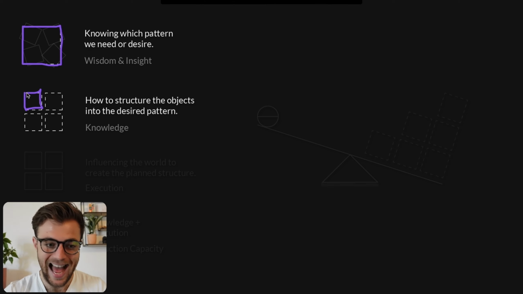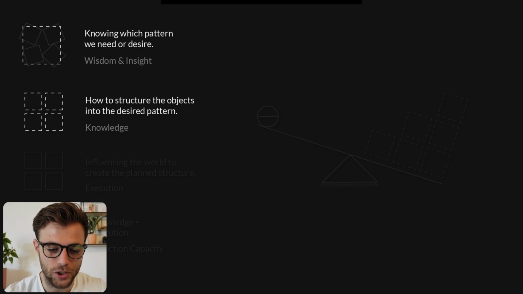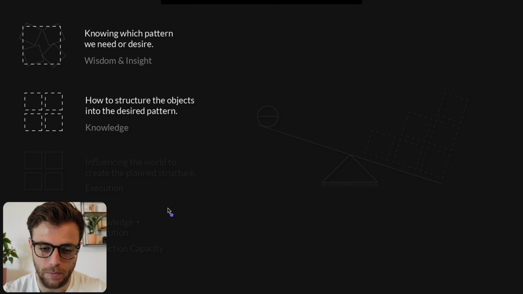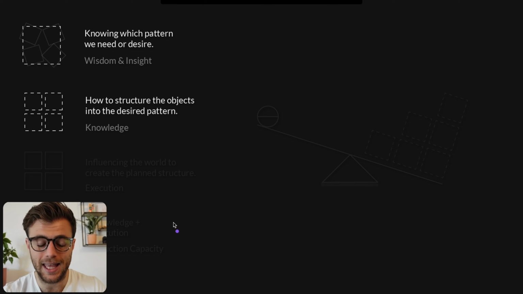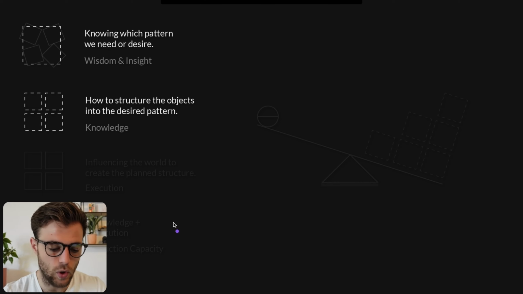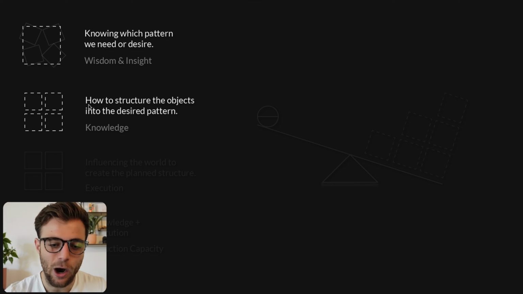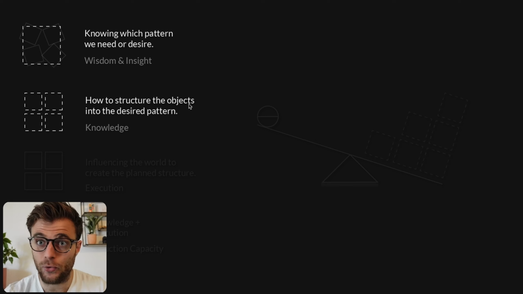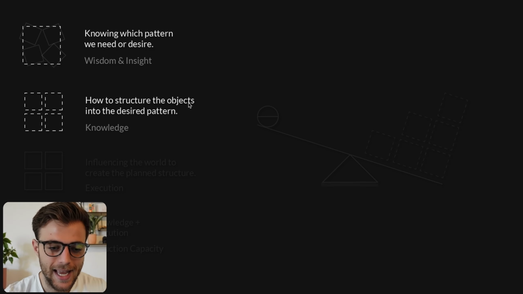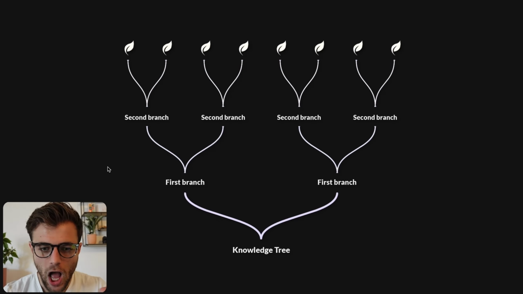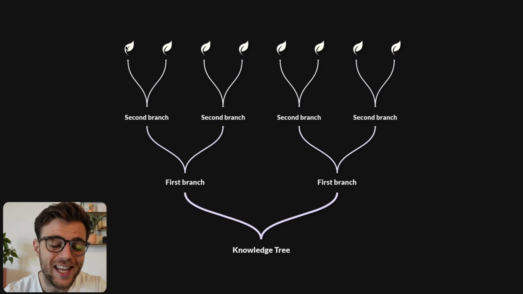And then, of course, after we know what to do to get there, we have to execute, which is actually doing it. And then this execution and knowledge together forms our production capacity. We discussed this at length in the Project Tracker video if you want to learn more about that. So in a nutshell, knowledge is knowing how to structure the objects of reality, the building blocks of reality, into the desired pattern.